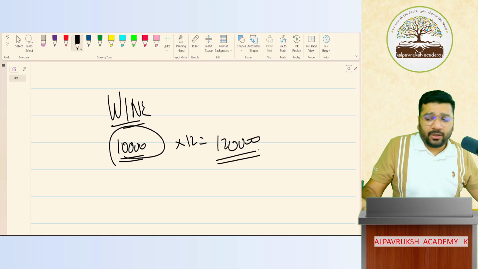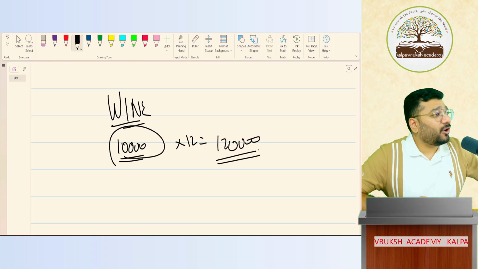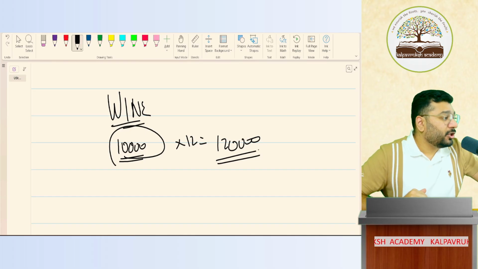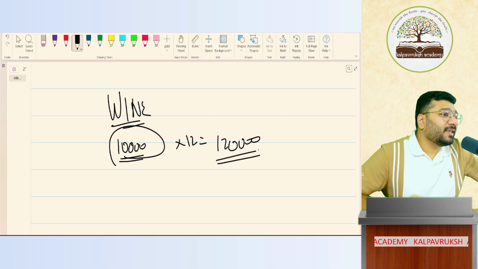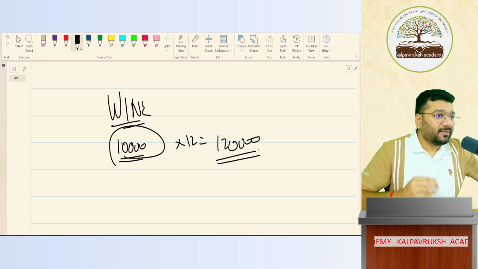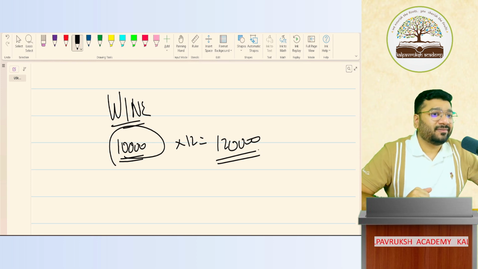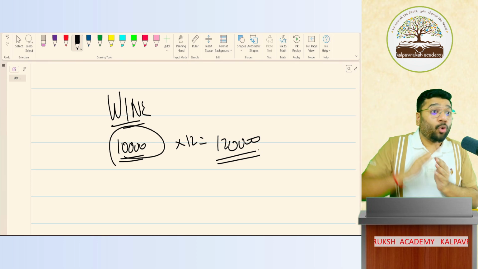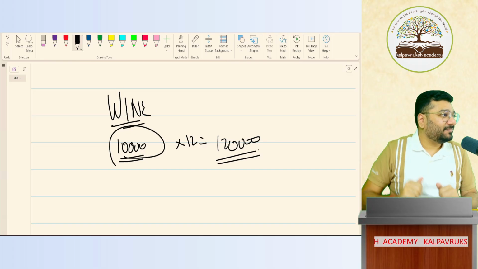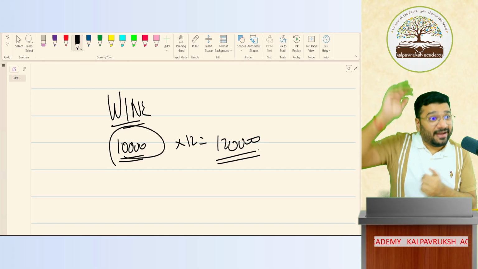1,20,000 liters. As soon as they manufacture, they will not sell it. They will store it. Some wine they will store for 1 year, some for 2 years, some for 3 years, some they'll store for 10 years, some they'll store for 50 years. The older the wine, the better the rate.